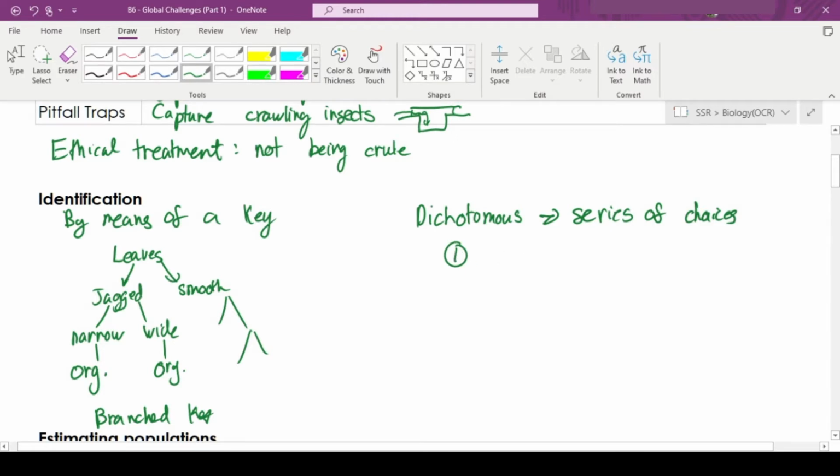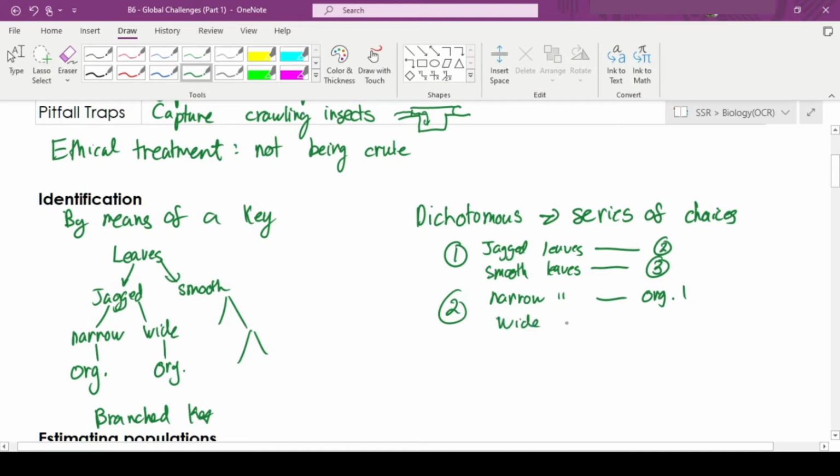So you'd start, if we're doing the same one, with jagged leaves or smooth leaves. And then that would lead you down to question 2, and the other one would lead you to question 3. And then question 2 would ask you narrow leaves, and that would tell you that it's organism 1, or wide leaves, and that would tell you that it's organism 2. And these can become much more complicated as you try and identify the various different individuals that you're dealing with.